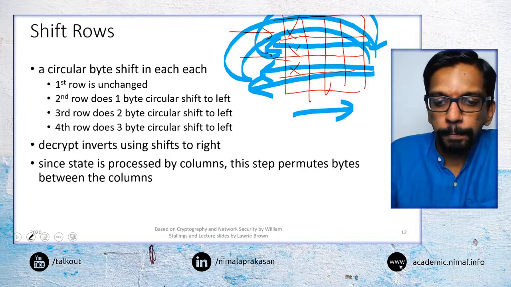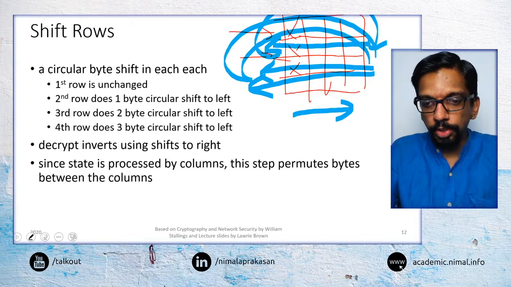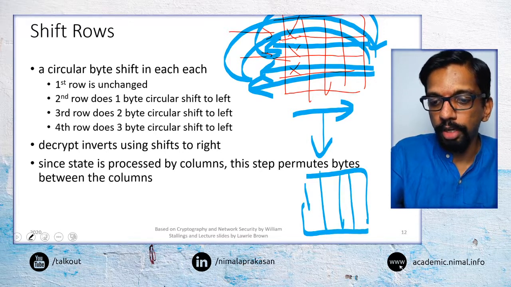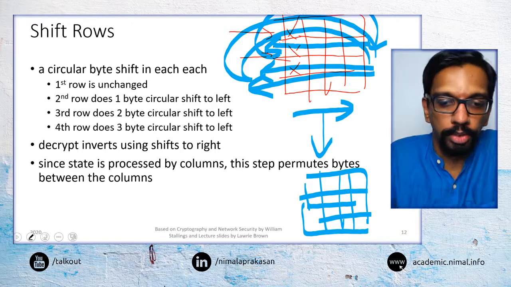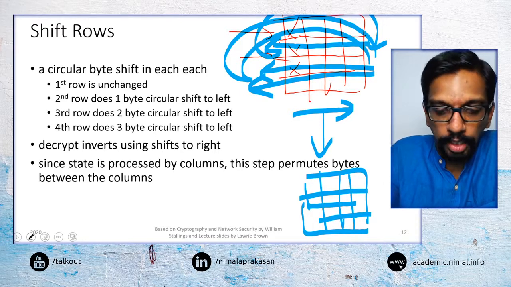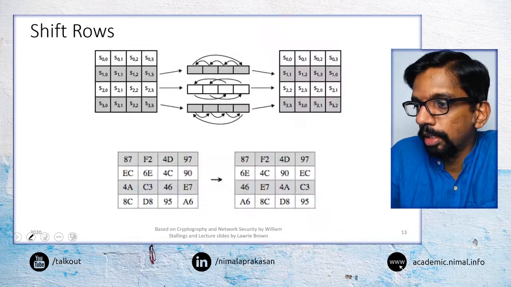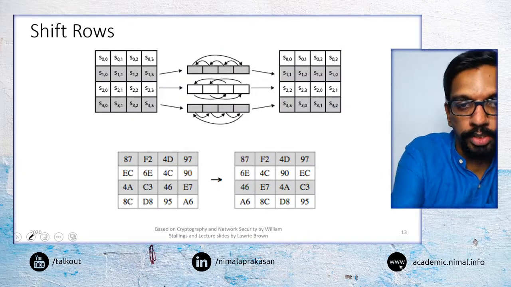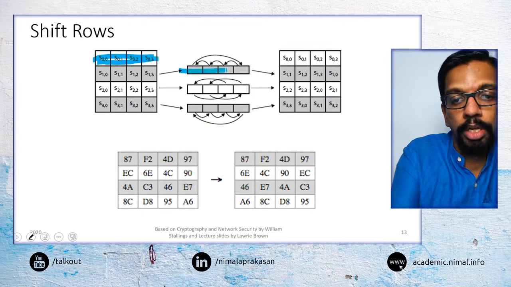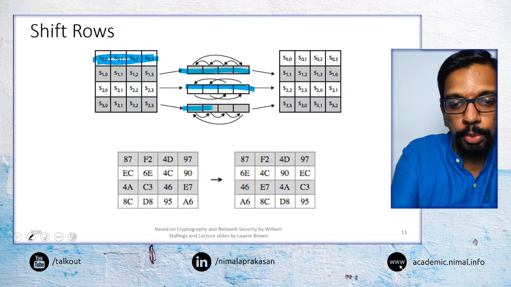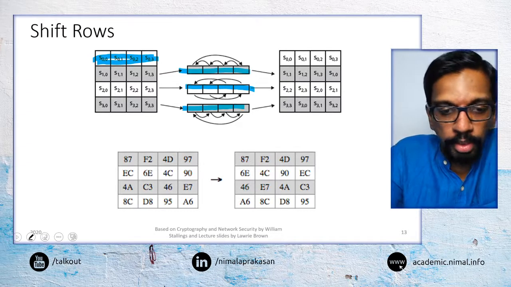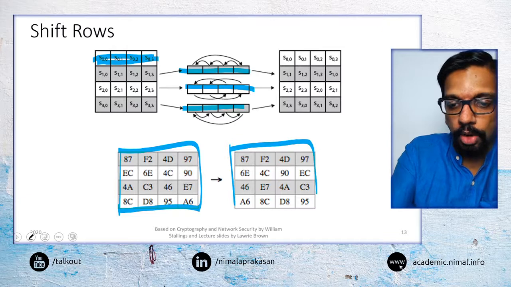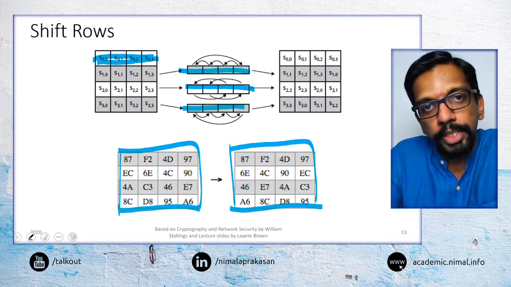What this produces as a result is again the same sort of state, a 4x4 matrix. So this is the example: the first row, nothing happens; then shift 1, shift 2, and shift 3. Again, the input is a matrix and the output is a similar type of state matrix.